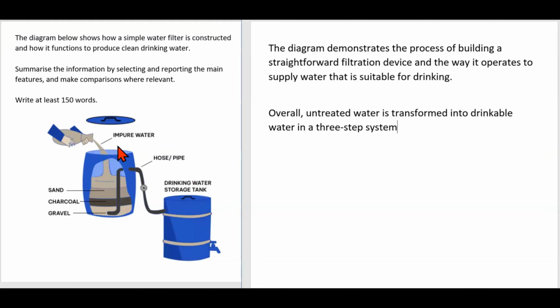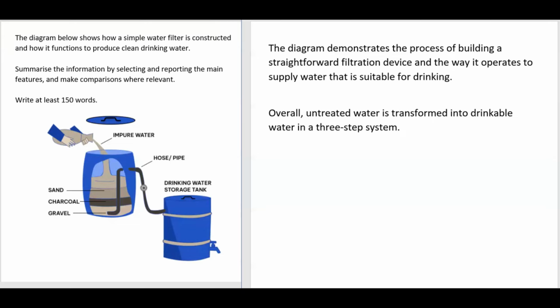Okay, so the pouring action, I consider that one step, and the actual purification process, I've considered that step two, and the storage of the water in the storage tank, I've considered that step three. So that's why I'm calling it a three-step system. Okay. Untreated water is transformed into drinkable water in a three-step system, which, I mean, I could just leave the overview here just at that.